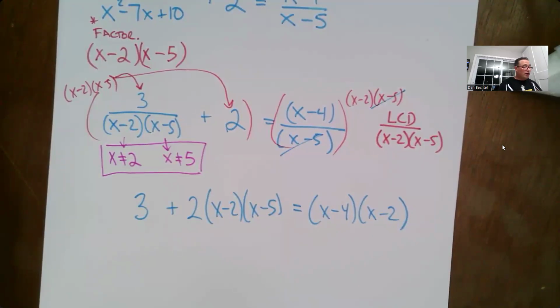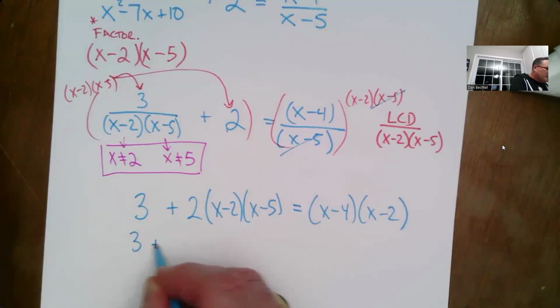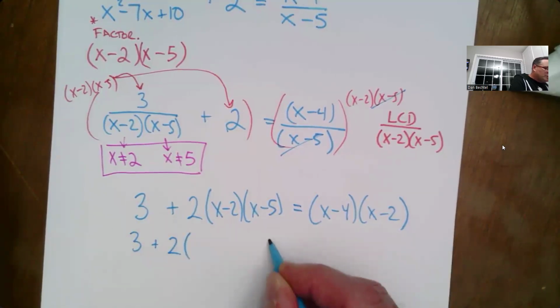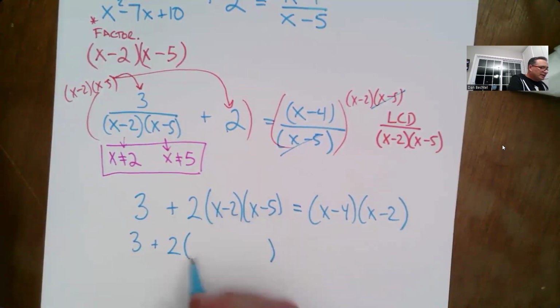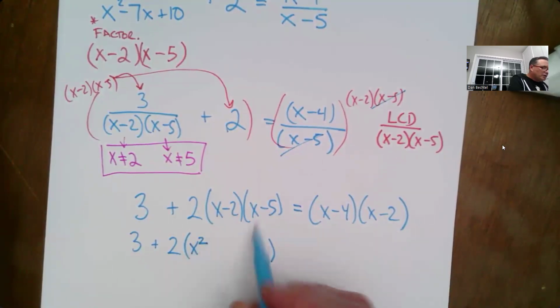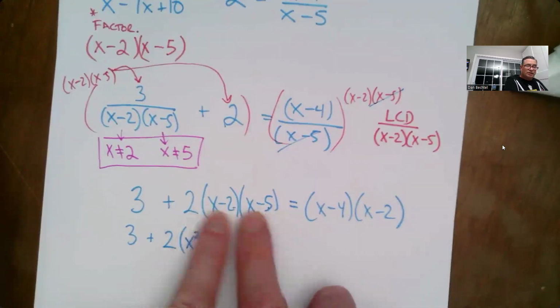At this point, now what I need to do is multiply everything out and then get us our solution. So it's not bad. What I'm going to do first, not doing anything with the 3 yet. I'm going to eventually have to distribute that 2. But when I multiply this out, x times x is x squared. Negative 2 times negative 5 is positive 10. And then what we have to remember is we're doing the outside ones together and the inside ones together.